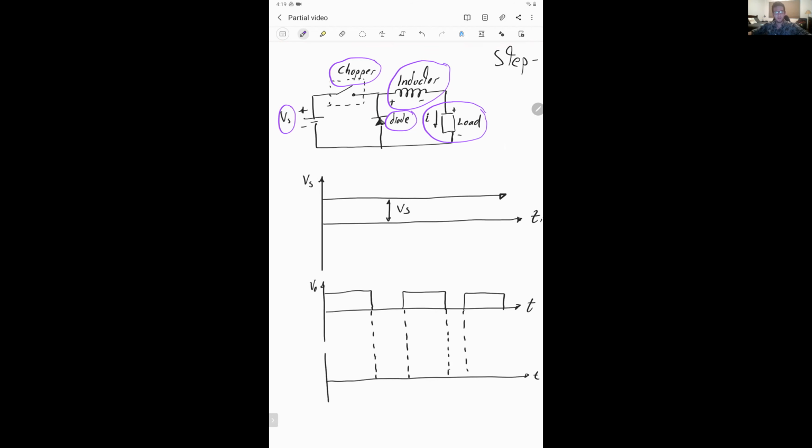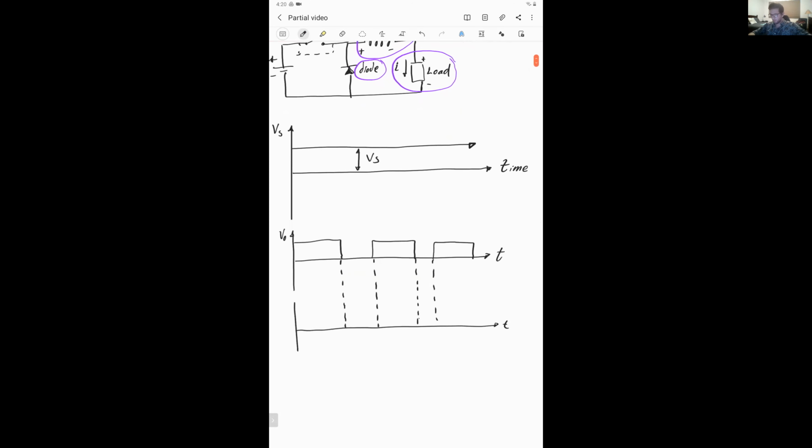So why does this happen? It happens because of its working principle, which consists of a switch, this one here, that will open and close the circuit, switching on and switching off, and it will do it at a certain frequency. This frequency is called the chopping frequency. So what about the chopper voltage?